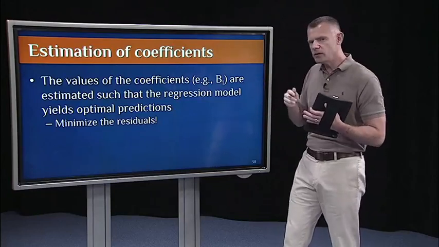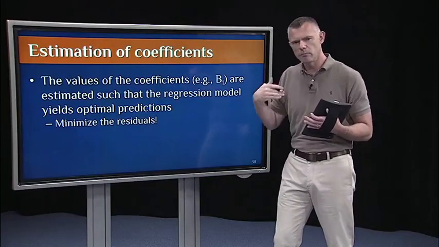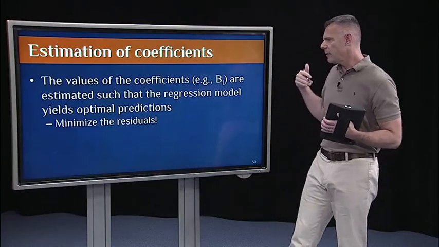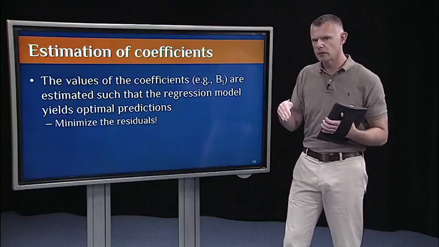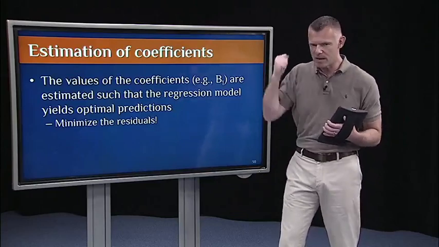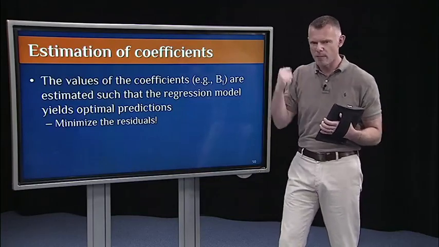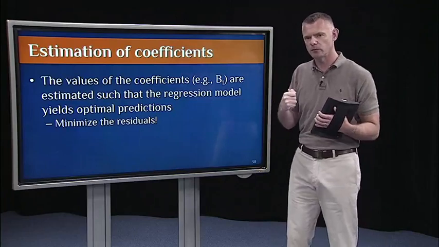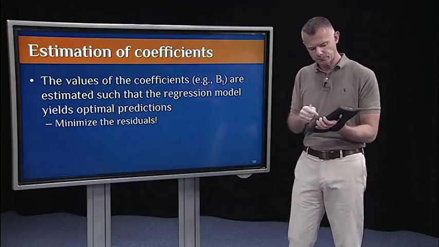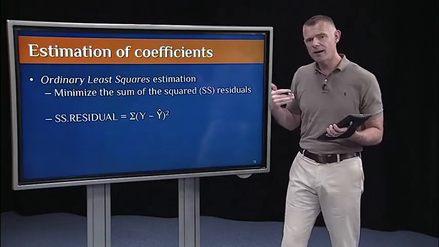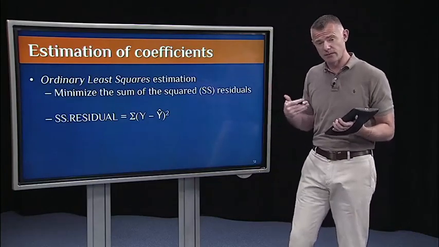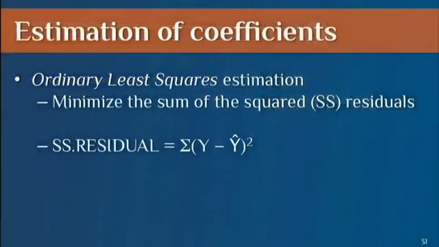And that is that the values of the coefficients, and this is true for multiple regression, are estimated such that the regression model yields optimal predictions. Another way to say that is minimize the residuals. That's sort of the mantra of regression. Minimize the residuals. Minimize prediction error. This is known in statistics as ordinary least squares estimation, and is a very important concept that you should be very familiar with, or familiarize yourself with if you're not familiar with it yet.